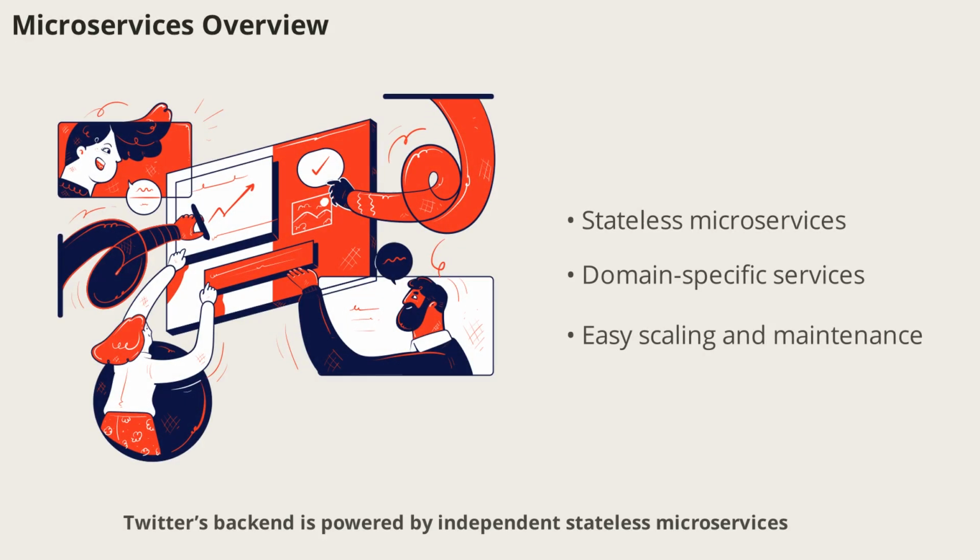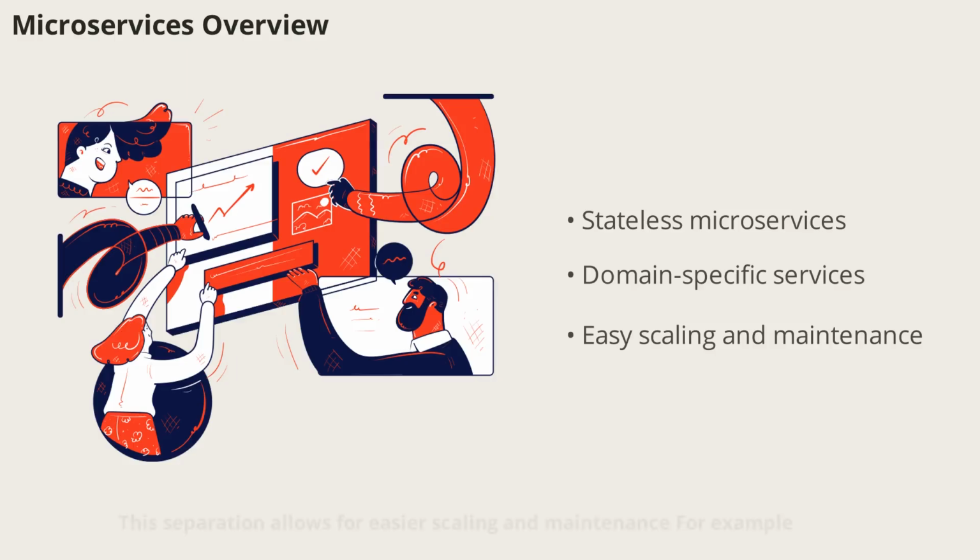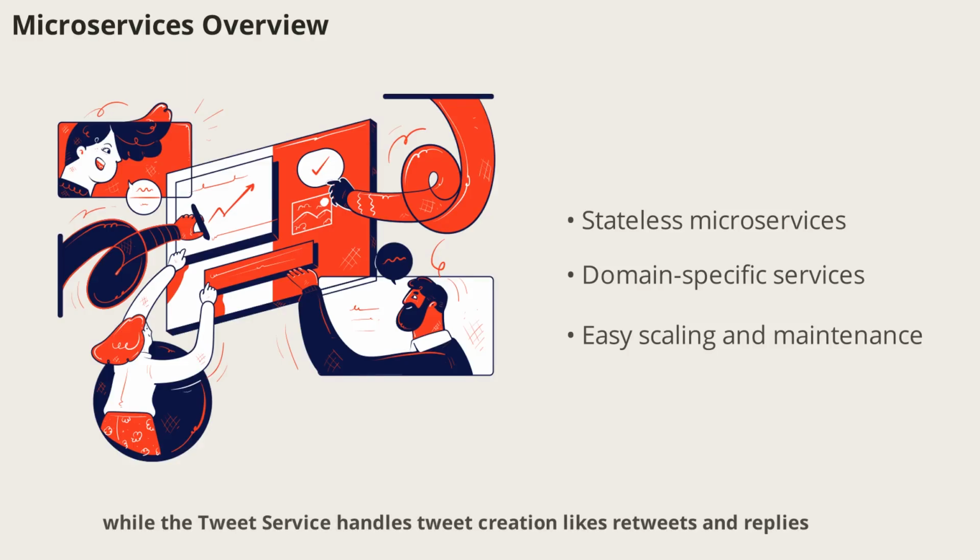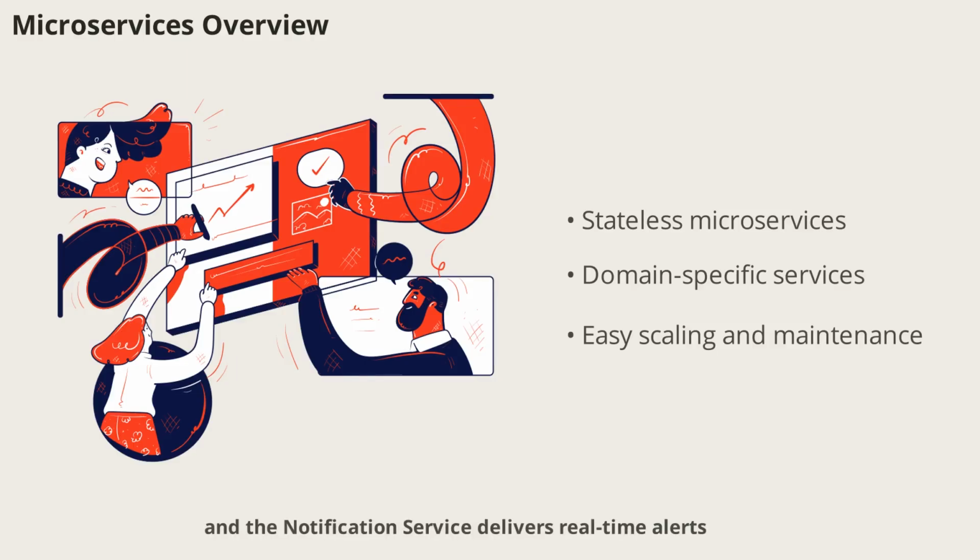Twitter's backend is powered by independent, stateless microservices. Each service is responsible for a specific domain: authentication, user management, tweets, feeds, notifications, and direct messages. This separation allows for easier scaling and maintenance. For example, the authentication service manages user login and session tokens, while the tweet service handles tweet creation, likes, retweets, and replies. The feed service generates personalized timelines, and the notification service delivers real-time alerts. Direct message service manages user-to-user chat, ensuring fast and reliable communication.